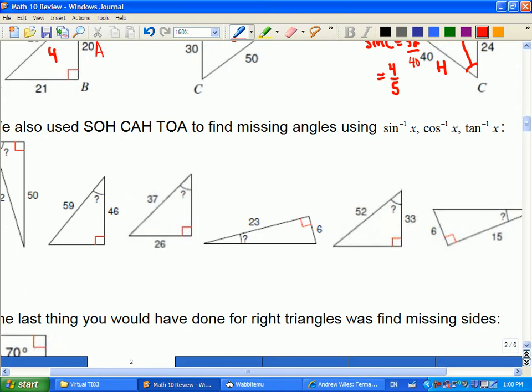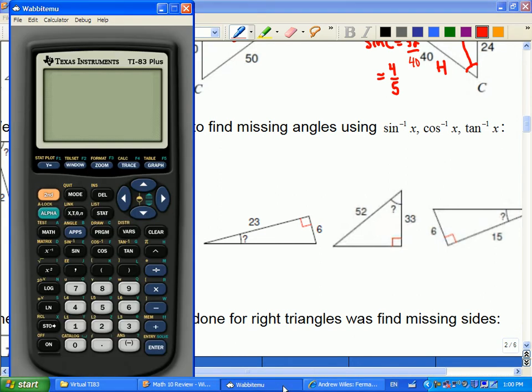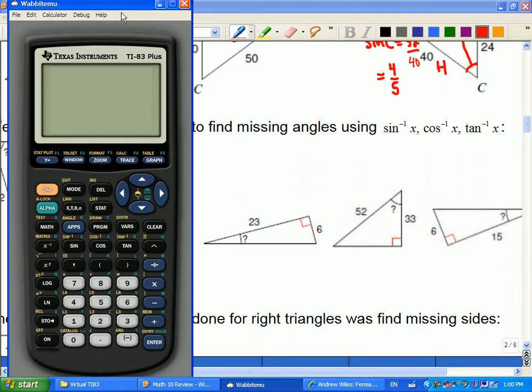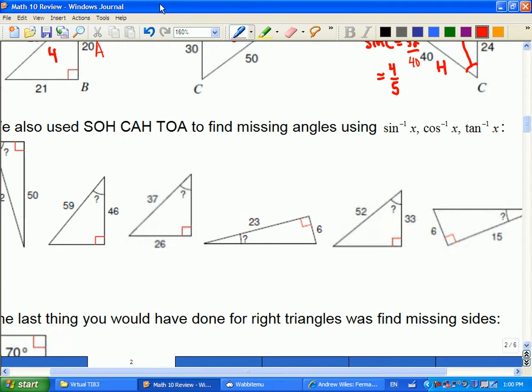There's one other button in your calculator that we haven't talked about yet, and that's for finding out what the angles are. We're going to need to use one of these buttons. It's going to look different on everybody's calculator, but for me, it's these ones right here. See that sine -1, cosine -1, tangent -1? Those are the inverse functions. I'll give you a minute. Just make sure you can find those buttons on your calculator.